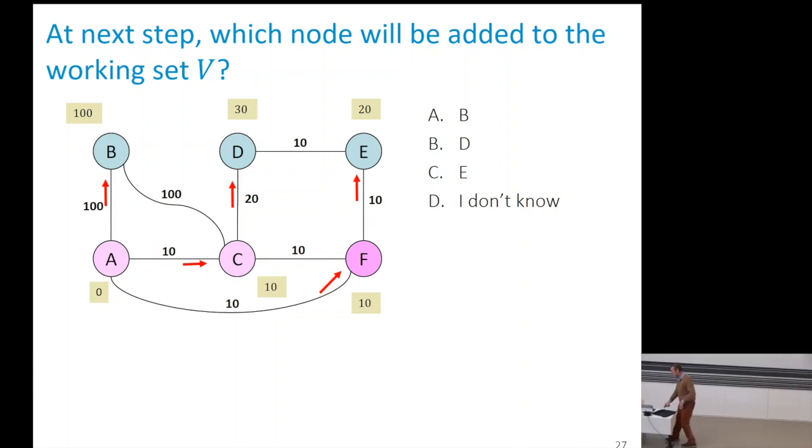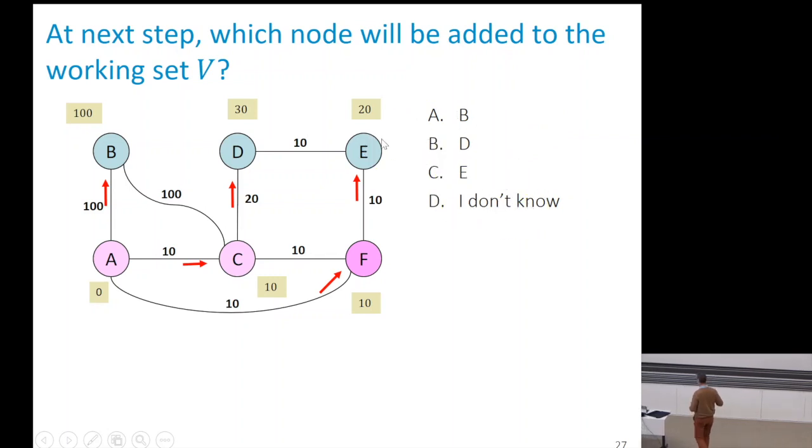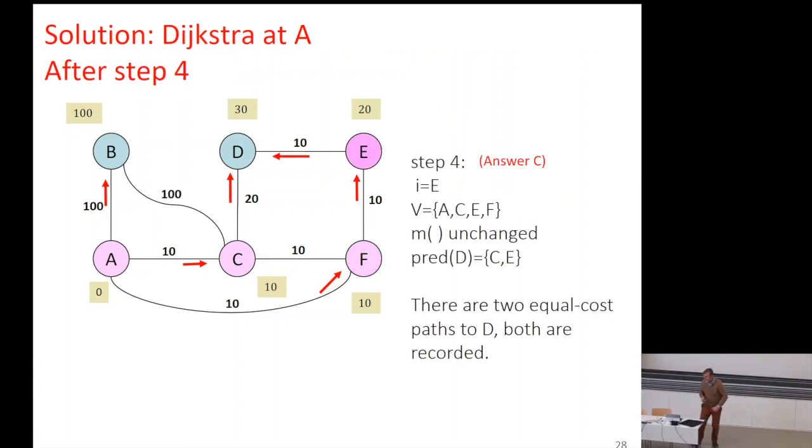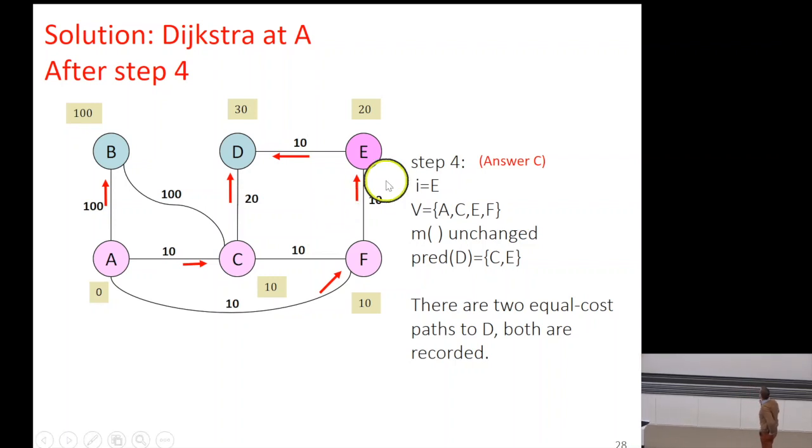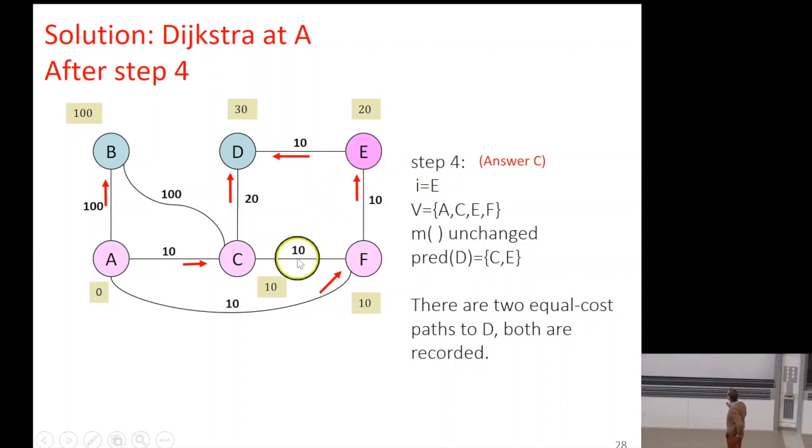What will happen at step 4? Imagine for a second that you are a computer implementing Dijkstra. And the correct answer is C, as practically everyone has found. But there is something interesting that happens here. We add node E, which is answer C, because it was the closest. But when we add node E, I update the distance from E to its neighbors.